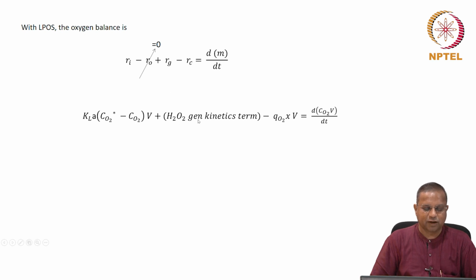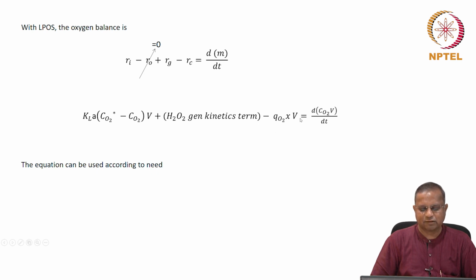The generation term is from a hydrogen peroxide generation kinetics. We'll have to put in the appropriate term here. This is the uptake rate in terms of oxygen uptake rate. This is usually given in units such that we need to multiply it by the cell concentration and the volume to get moles per time, equals the accumulation rate. Okay. So this is the mass balance, and this equation can be used according to need.